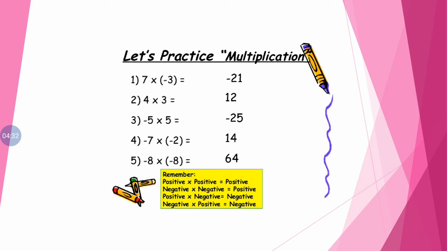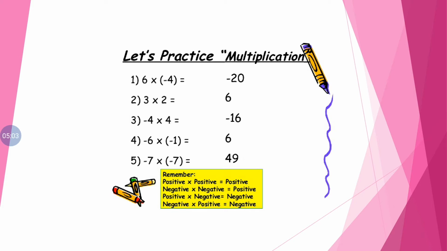Minus 7 into minus 2. 7 twos are 14. Minus into minus is plus. So plus 14. The product of the same sign is positive. Then minus 8 into minus 8. 8 eights are 64. So we get the value 64. So recall the multiplication rule: positive into positive equal to positive, negative into negative equal to positive, positive into negative is equal to negative, negative into positive is equal to negative.